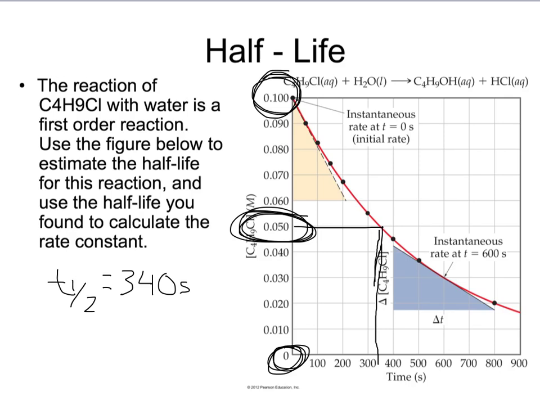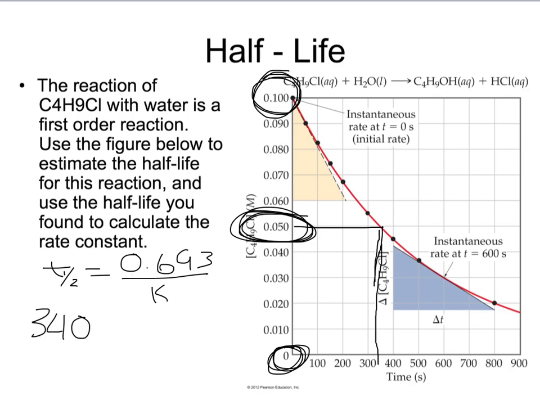So now that we know the half-life, they want us to calculate the rate constant. So I'm trying to find K. What is K? Now, I know that this is a first order reaction. So because I know that, I also know how to find half-life, and that is half-life equals 0.693 over K. Well, we know half-life, we just found that from our graph, 340 seconds. That equals 0.693 over K.